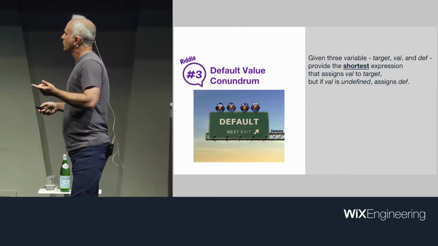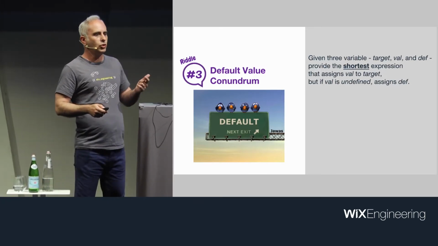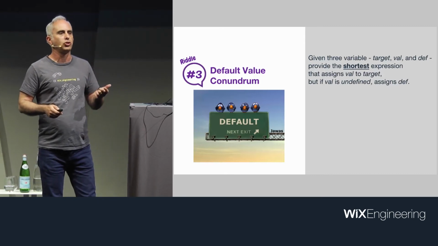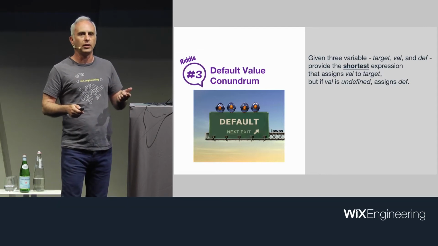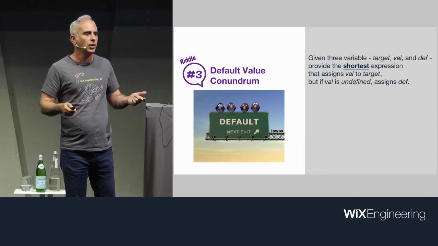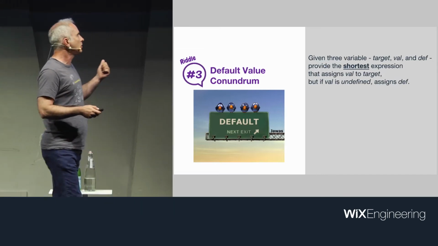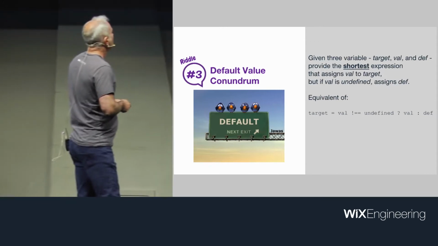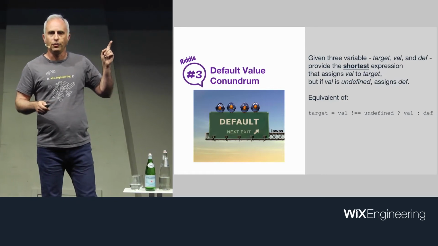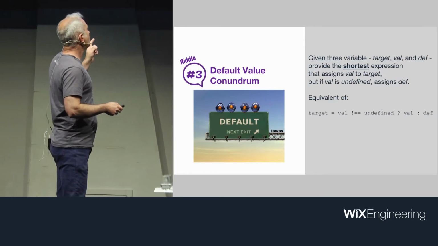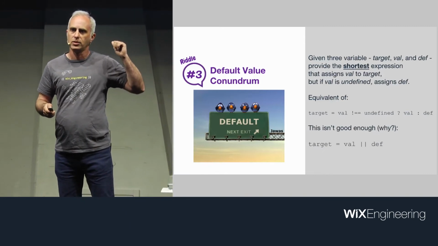Given three variables, target, val, and def, I want you to provide me with the shortest expression that assigns the val into target, but if val has the value undefined, it assigns def instead. In other words, what I want is the equivalent of this expression, but a much shorter one. Now, if you're going to be proposing this, then I'm going to reject it because this is not good enough. Why is this not good enough?